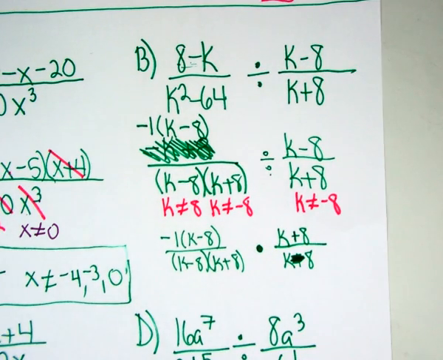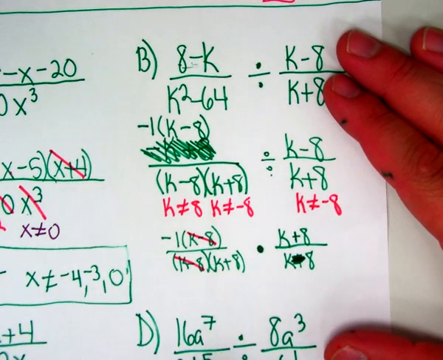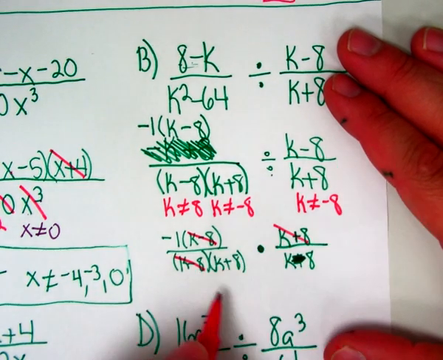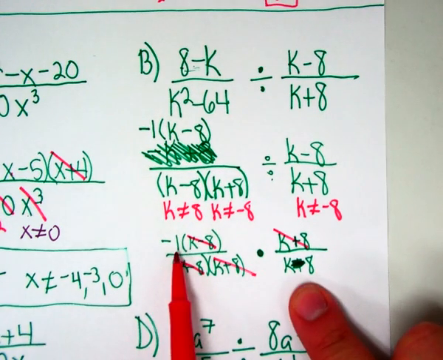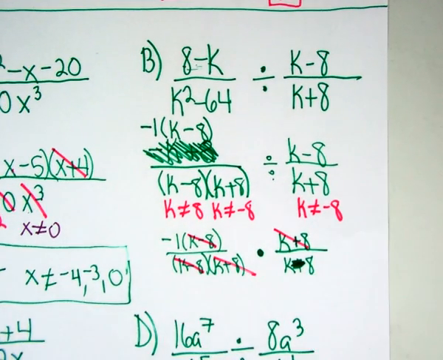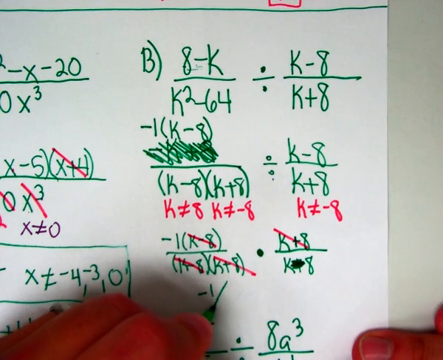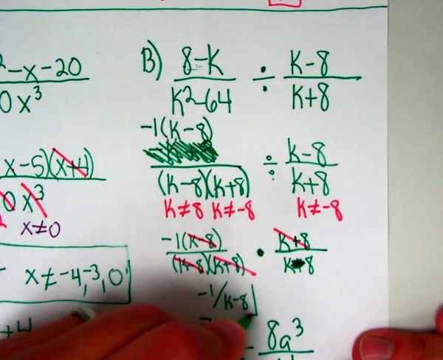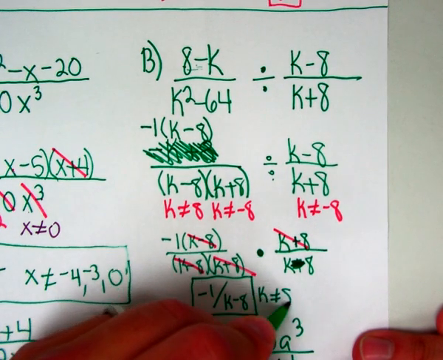There's a lot, actually. K minus 8, we can get rid of another k minus 8 here. K plus 8, we'll get rid of another k plus 8. I can't get rid of this negative 1, and I can't get rid of this k minus 8. So we're left with, for our answer, negative 1 over k minus 8. And then let's not forget the domain restrictions, that k cannot equal 8 or negative 8.